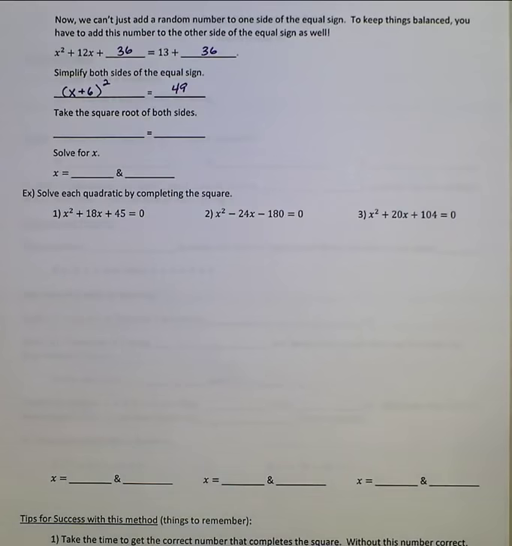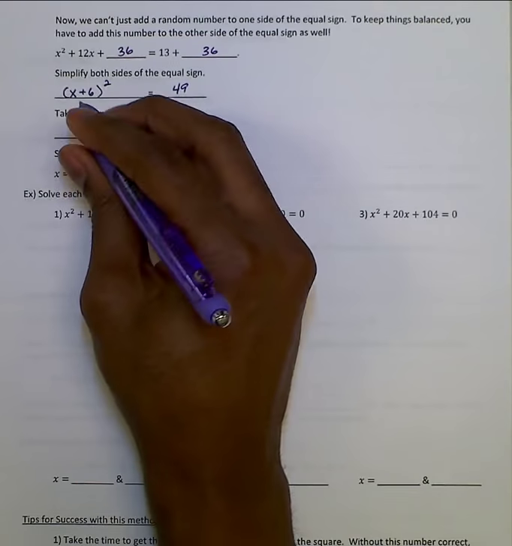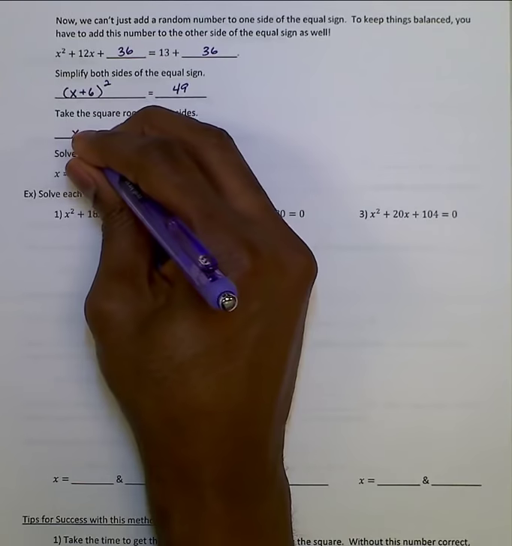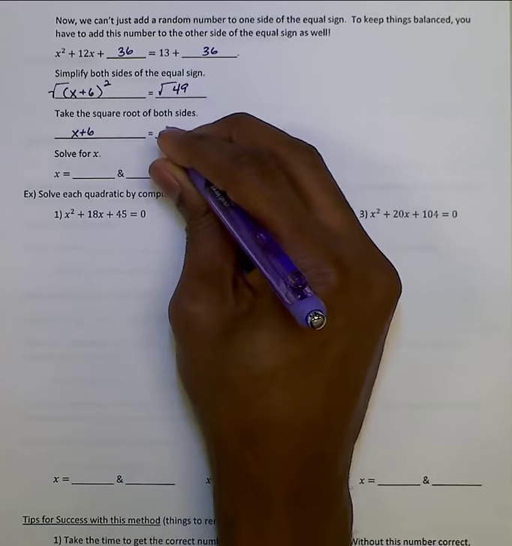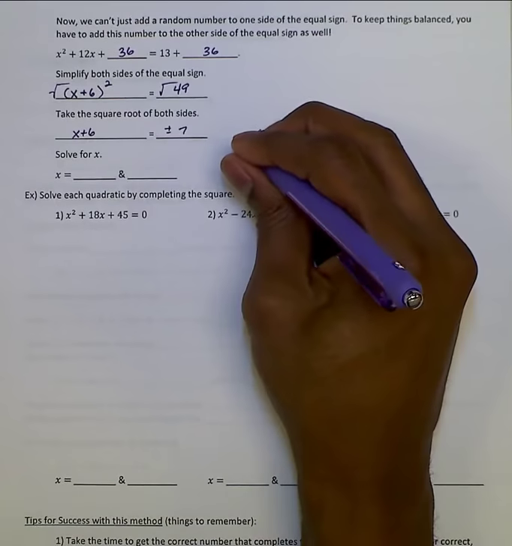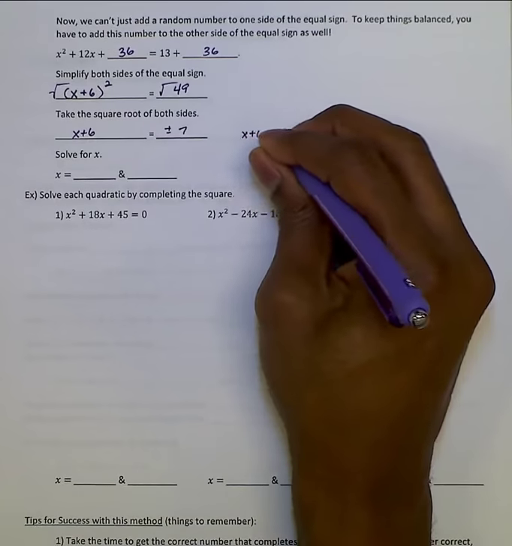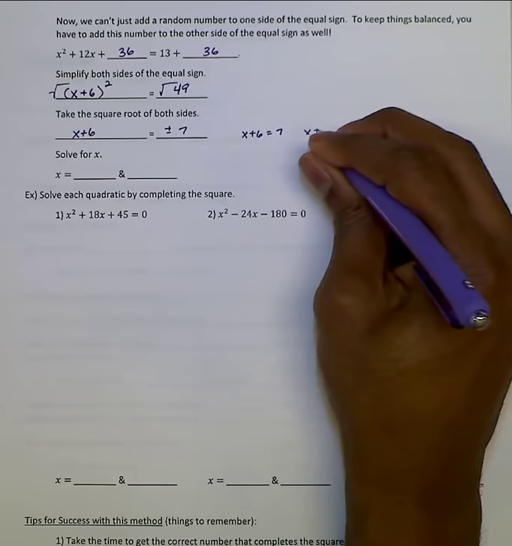Now we'll take the square root of both sides. So this will give me x plus 6. Okay, if I take the square root of both sides, this will give me plus or minus 7. And so now I have to solve these two equations. X plus 6 equals 7. X plus 6 equals negative 7.